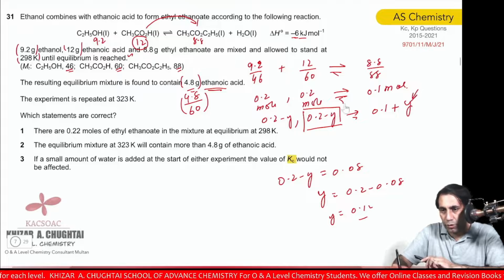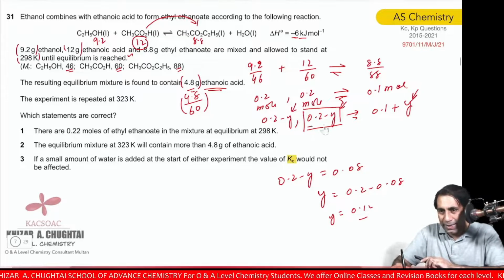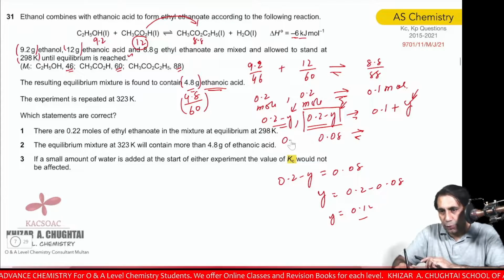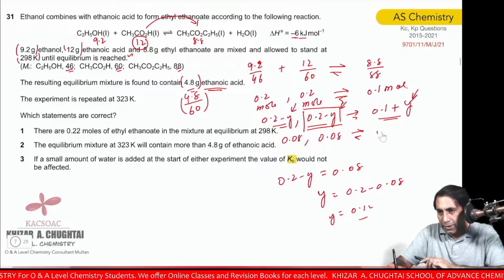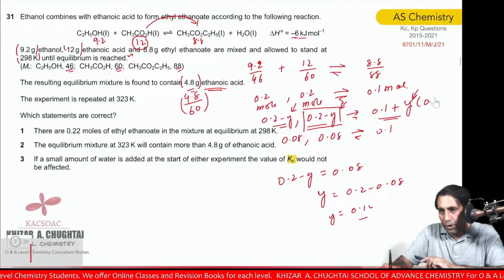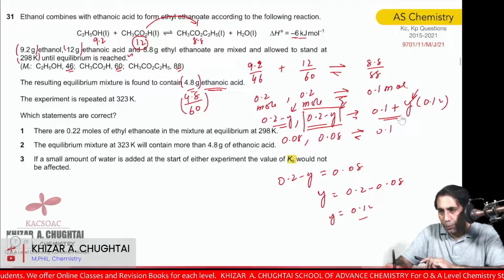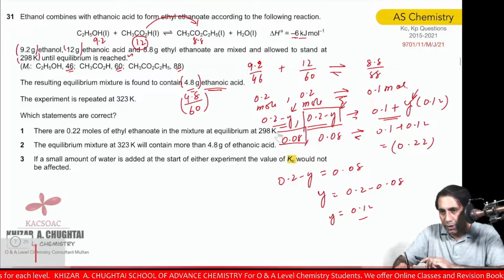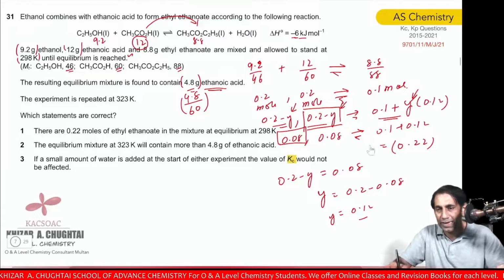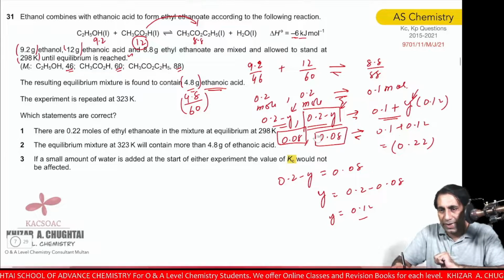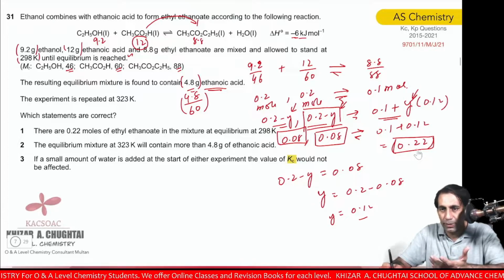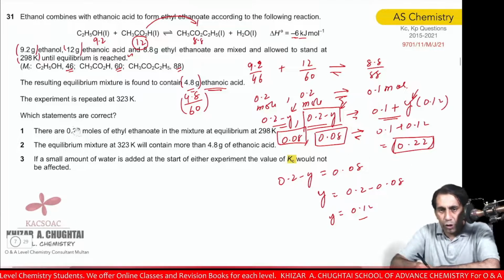Put y equal to 0.12. Its answer is 0.08 at the stage of dynamic equilibrium. Its answer will also be 0.08, and its answer will be 0.1 plus 0.12, and it will be 0.22 moles. So 0.08 mole of ethanol is present, 0.08 mole of carboxylic acid is present, 0.22 mole of this substance, that is ethyl ethanoate, is present. So now come toward the option.